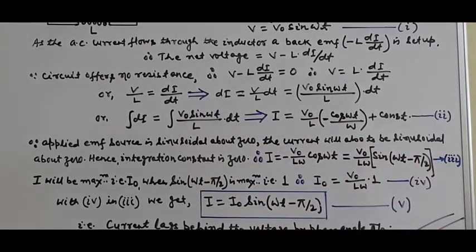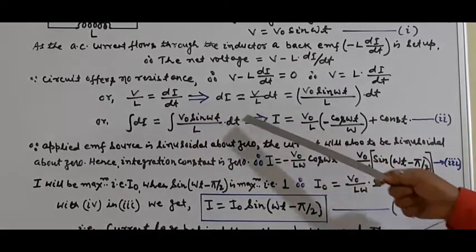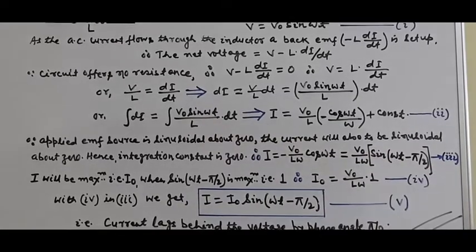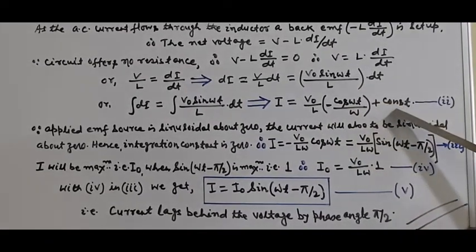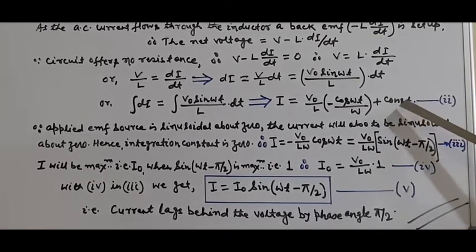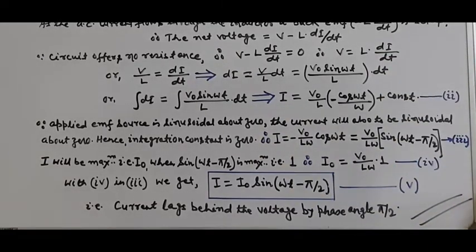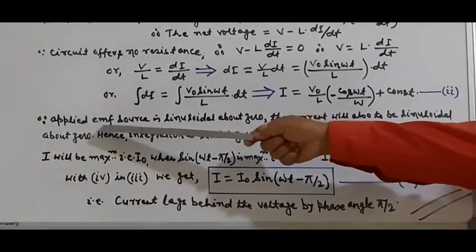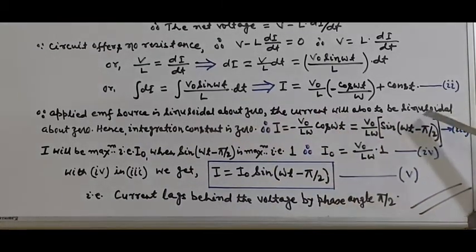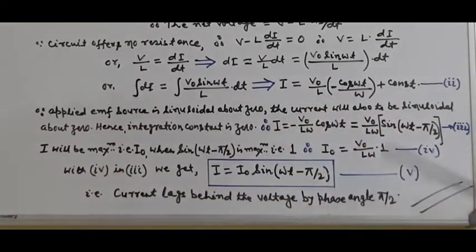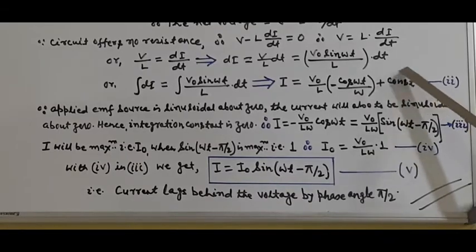So integration of di is I, V0 by L will be taken out, and integration of sin omega t is minus cos omega t by omega, plus a constant. Let us first discuss this constant. The applied EMF source is sinusoidal about 0, as already mentioned. So the current will also be sinusoidal about 0. Hence, this constant will be 0. So in equation number 2, put the constant equal to 0.